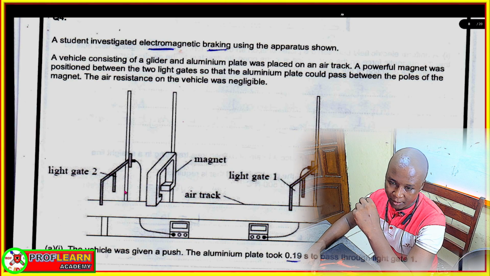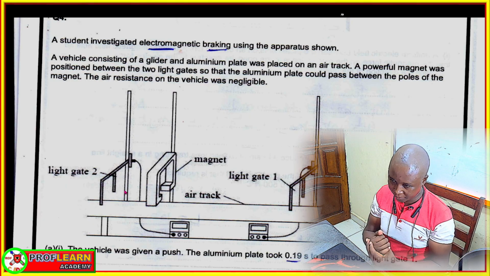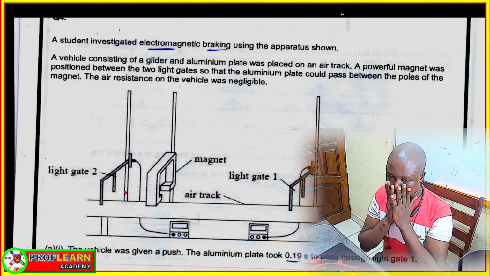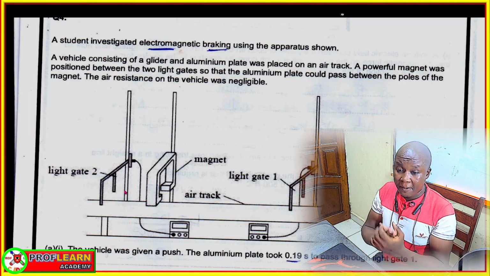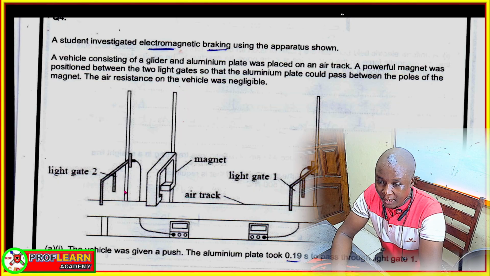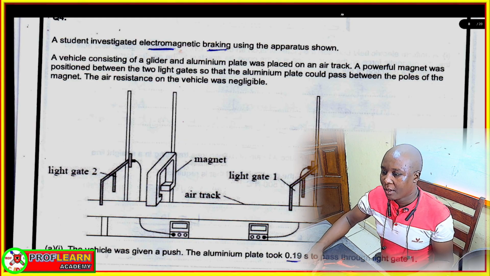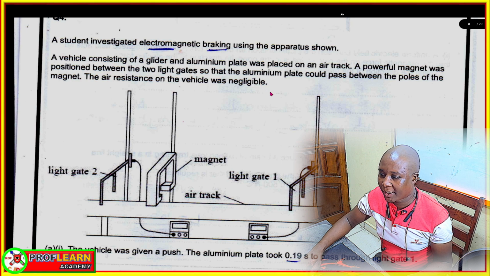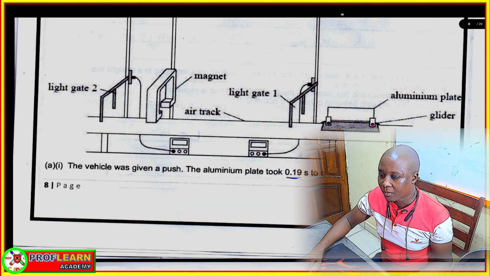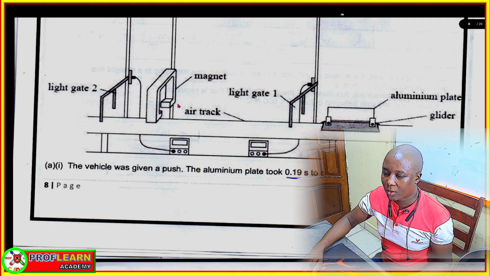In this question, we're told that a student investigated electromagnetic braking using the apparatus shown. A vehicle consisting of a glider and aluminum plate was placed on the air track. A powerful magnet was positioned between the two light gates so that the aluminum plate will pass between the poles of the magnet. And that's exactly what's being displayed here. As it's passing here, it will pass at a given velocity. Then once it passes, this aluminum plate is going to cut through the magnetic field.